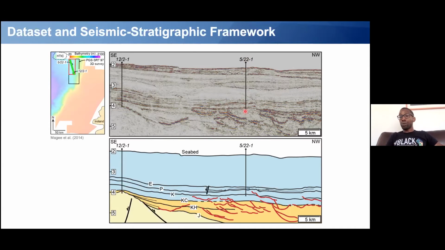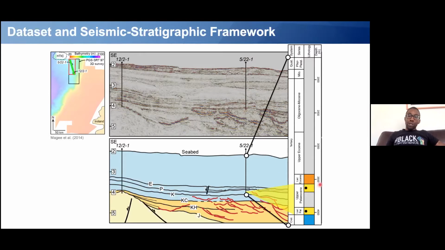This is called the Errigall well. Mount Errigall is a mountain in Ireland. So they drilled this well down into the top of this dome to look for hydrocarbons. But for us, that was really cool, right? Because then we knew the ages of all the reflections, the Cretaceous in K, Paleocene P, and Eocene in E.